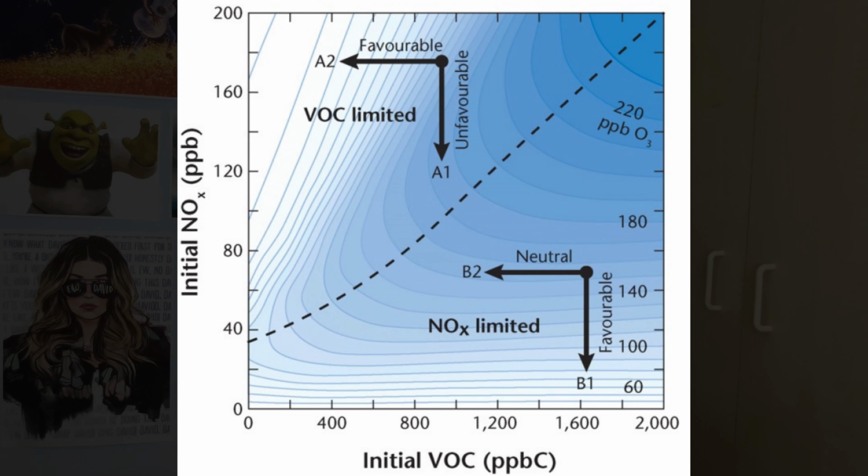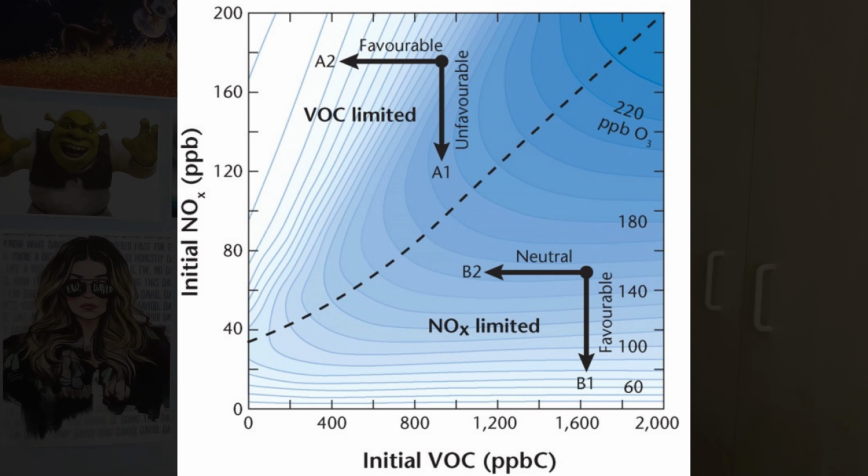The left side of the dotted line is called the VOC limited region, which is where VOC concentration is less, and the right side of the dotted line is called the NOx limited region, or where the NOx concentration is less. And on the vertical axis you have NOx concentration, and on the horizontal axis you have VOC concentration.